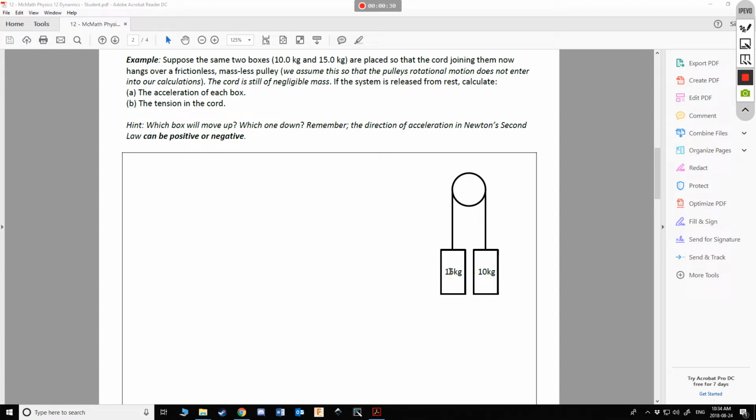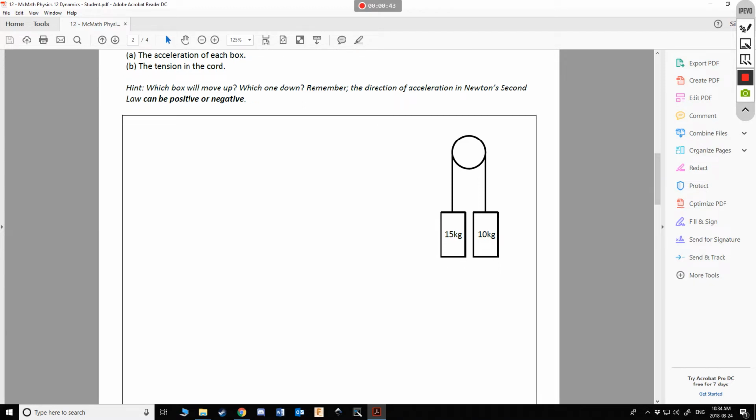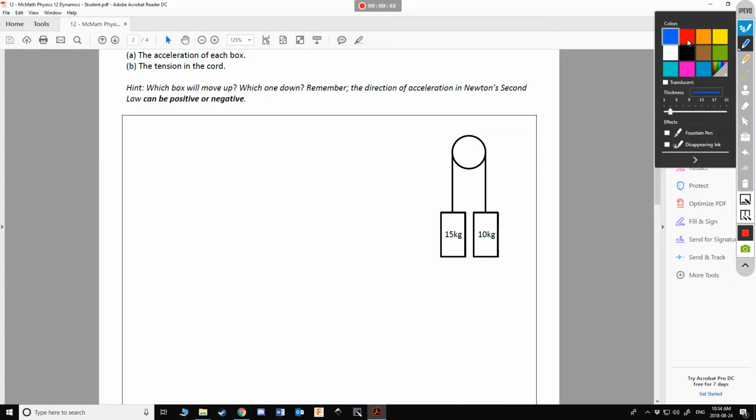Because the 15 kilogram mass is on the left, we know this pulley system is going to rotate counterclockwise around that pulley. So instead of saying that up or down is positive, I am going to make a little note to myself that this counterclockwise direction is going to be my positive direction. So I know acceleration is in this direction. Okay. So we're going to look at the system.